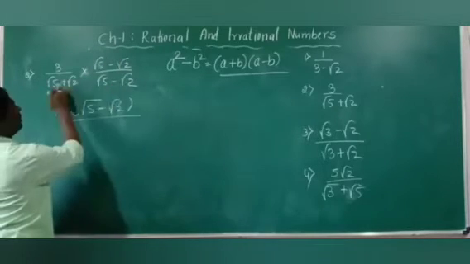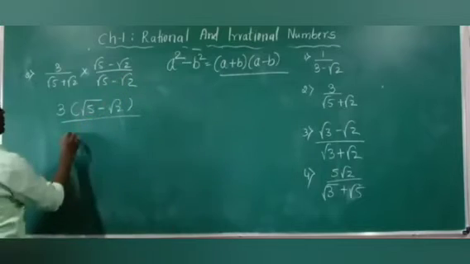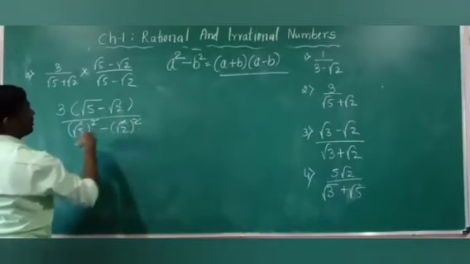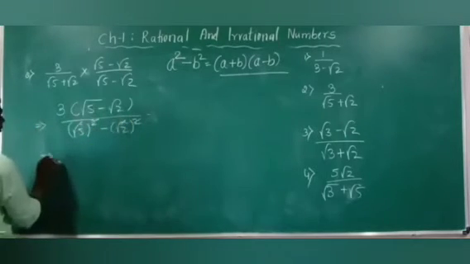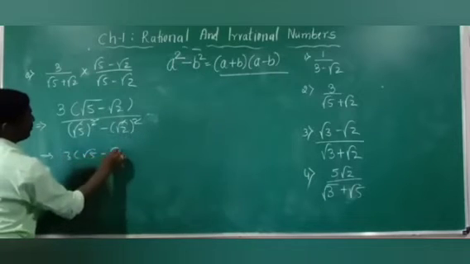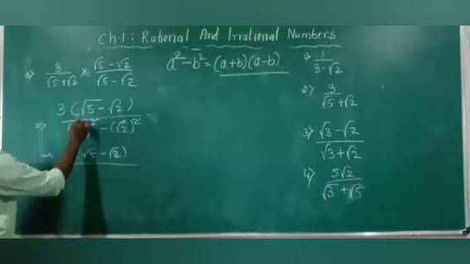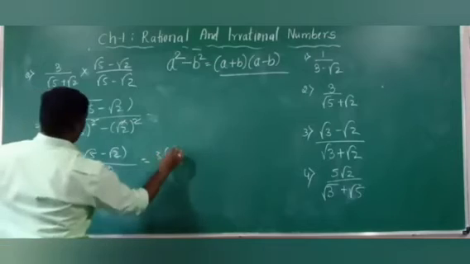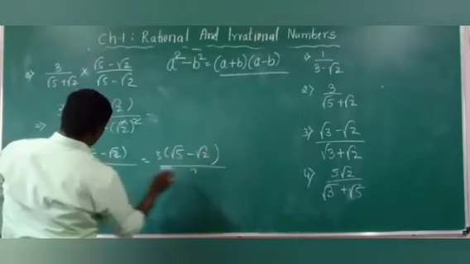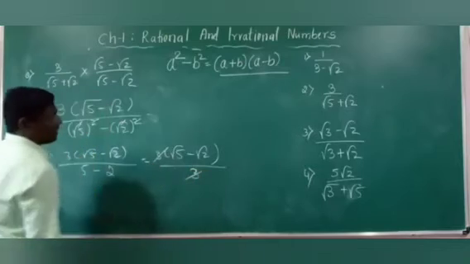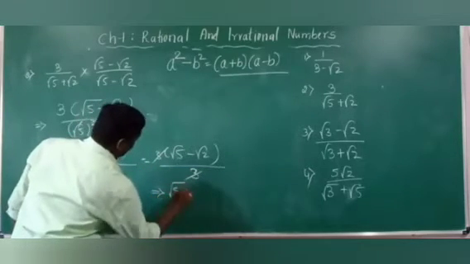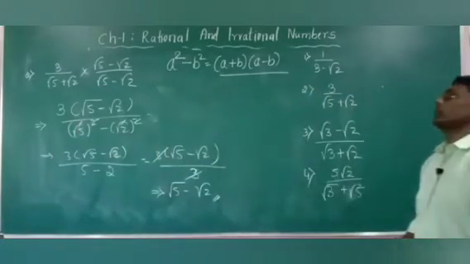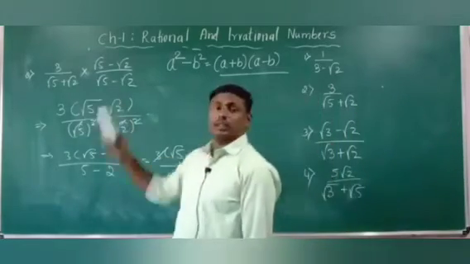Again, now the denominators are in the form of a square minus b square. So root 5 whole square minus root 2 whole square. Square and root get cancelled, square and root get cancelled. The numerator is again 3 into root 5 minus root 2, divided by 5 minus 2, which is 3. 3 and 3 get cancelled, the final answer is root 5 minus root 2. This is the required result by rationalizing the second question.